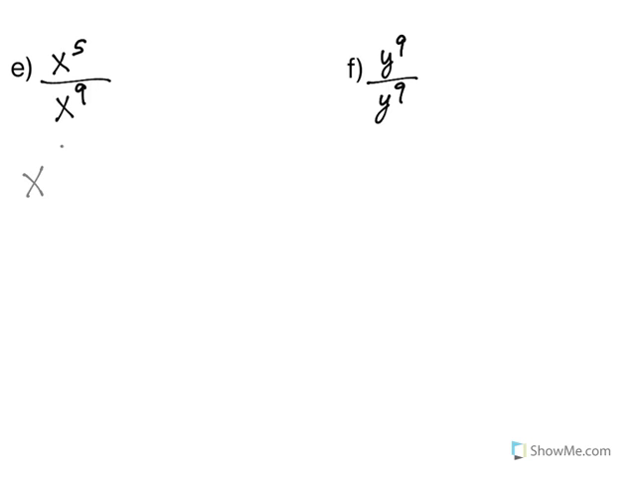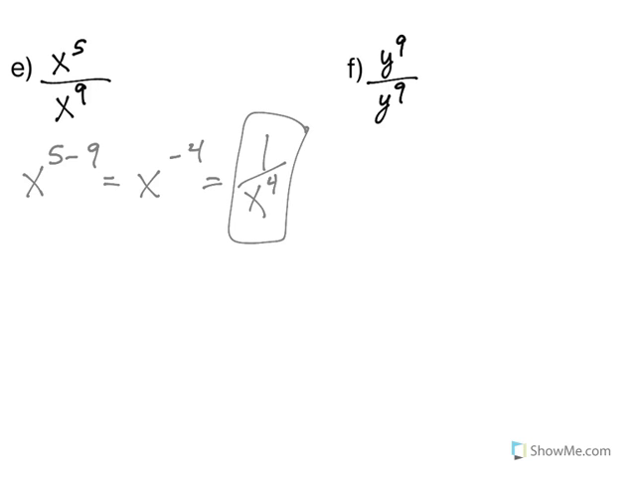I always subtract numerator minus denominator. So x to the 5 minus 9 is x to the negative 4th. That's the same as 1 over x to the 4th. And last but not least, y to the 9th over y to the 9th is the same as y to the 9 minus 9, which is y to the 0. Anything to the 0 power is 1.